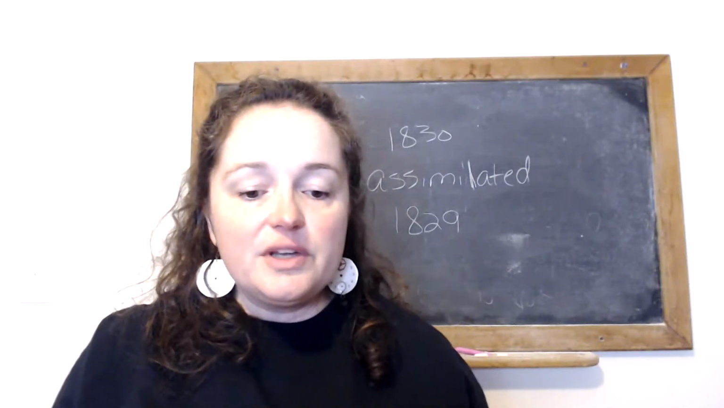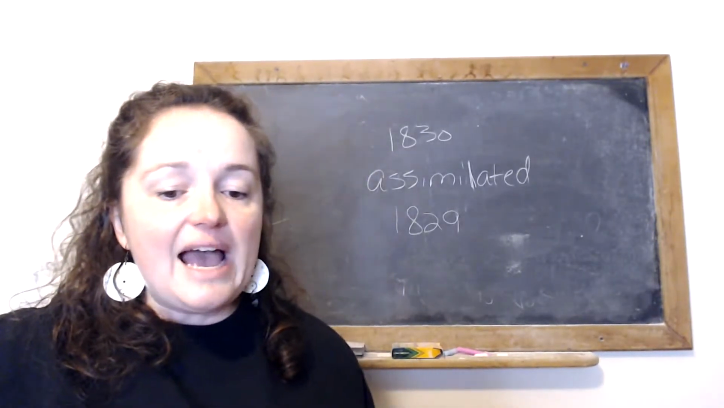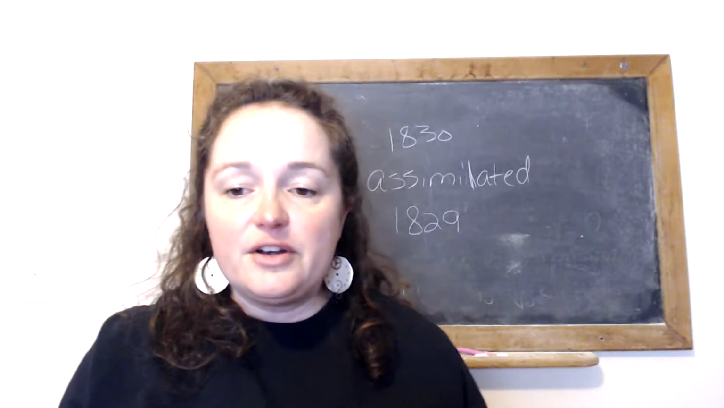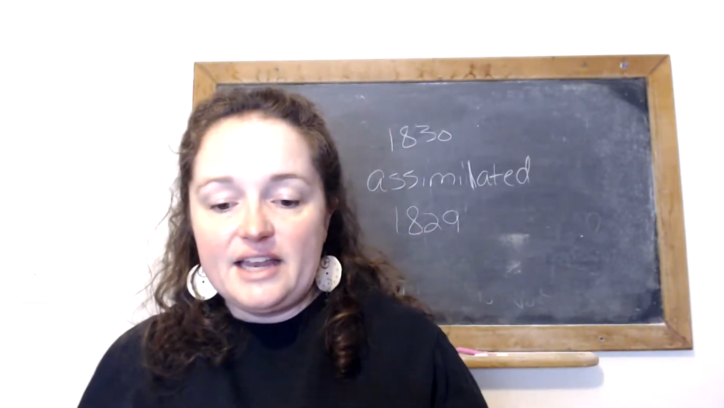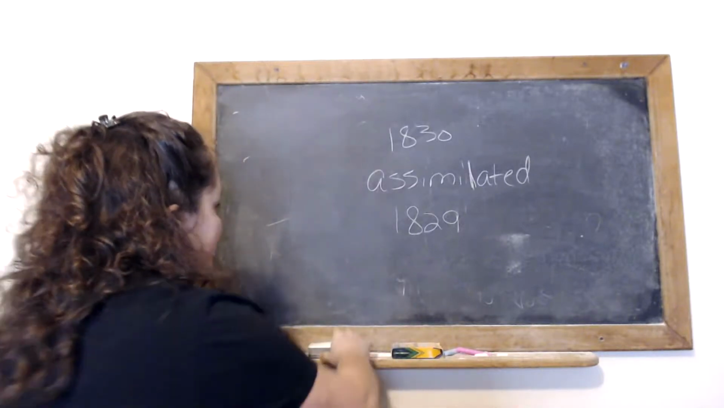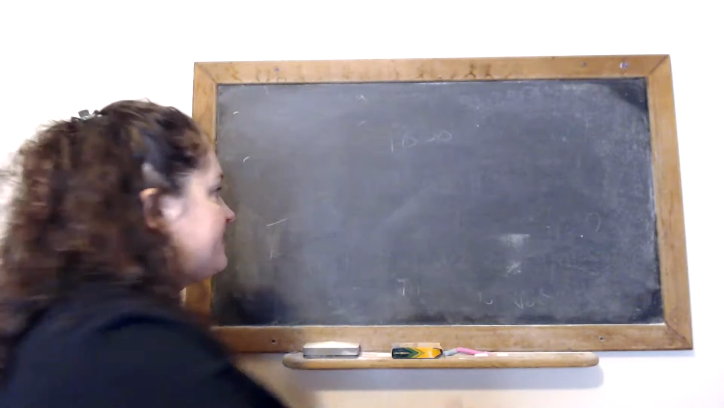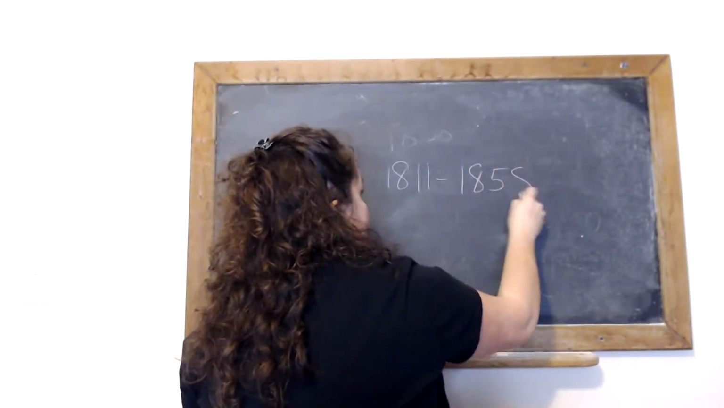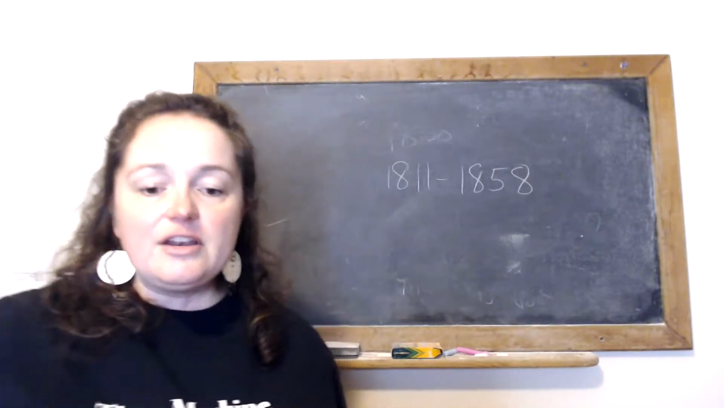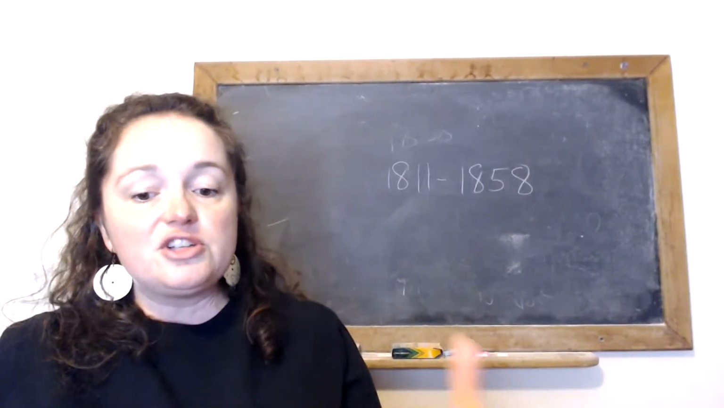All right, the next one is the Xhosa, I think it's Xhosa, cattle killing, and that was in southern Africa. The British are trying to move in and rule in that area. All right, this would be from 1811 to 1858. So make sure you get that information down. And basically, they fought against the British coming in.